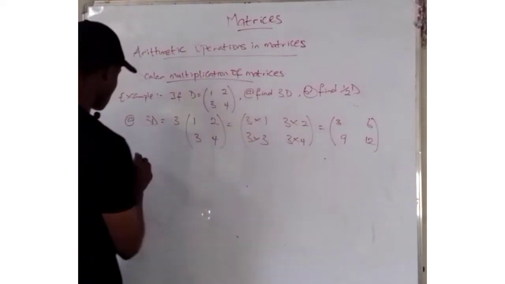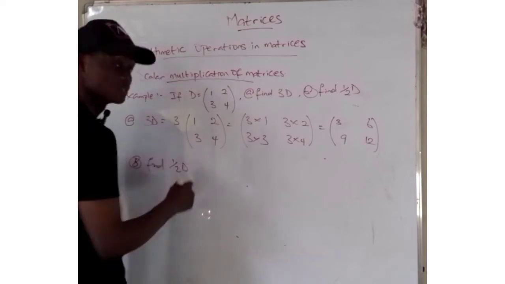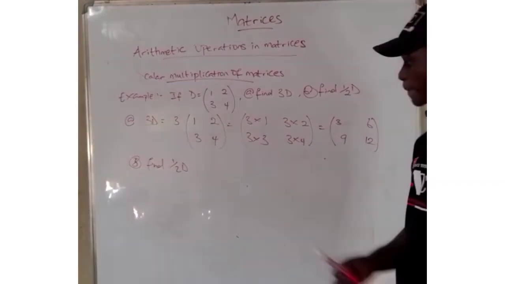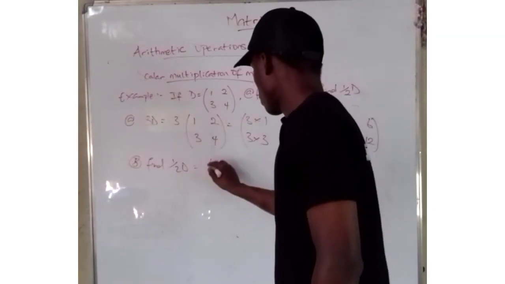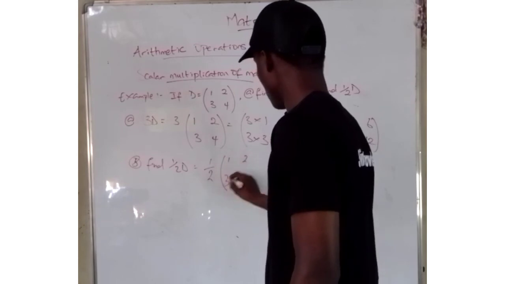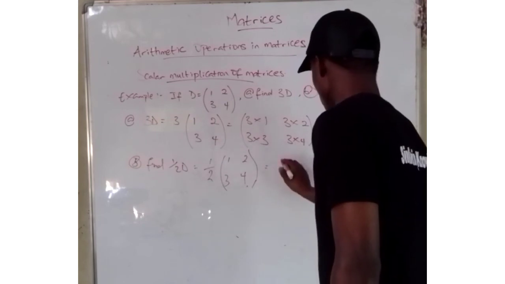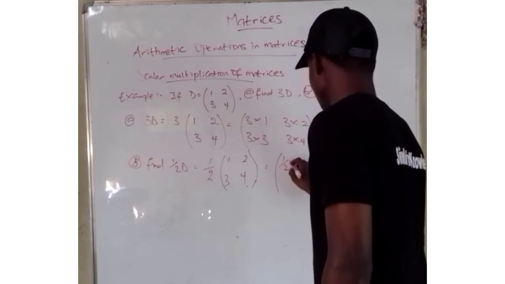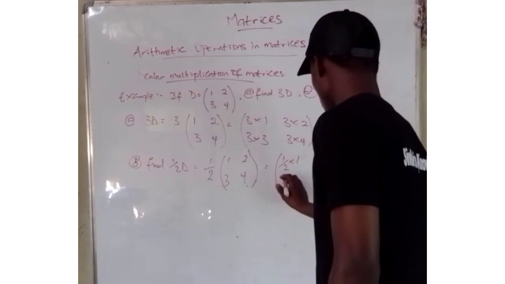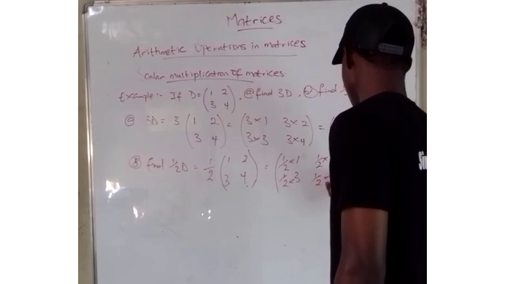Next example, find 1 over 2D. Now, half of this matrix, that's what we're looking for here. How do we go about that? Having 1 over 2 into 1, 2, 3, and 4. So we'll be having this: 1 over 2 times 1, 1 over 2 times 2, 1 over 2 times 3, and 1 over 2 times 4.